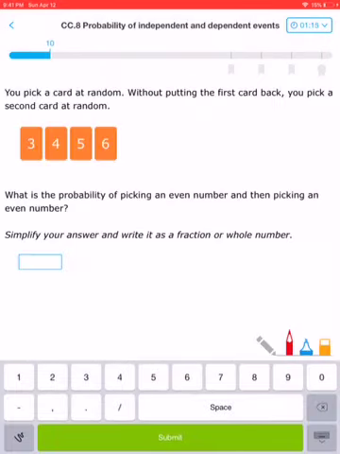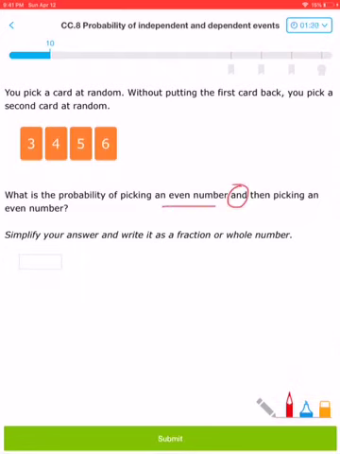Okay, this next one. You pick up a card at random. Without putting the first card back, you pick a second card. So we are not putting that first card back. What is the probability of picking an even number and then picking an even number? Well, for the first try, there's going to be 4 cards to choose from. There are 2 even cards. So there's a 2 out of 4 chance of getting an even number on the first try.